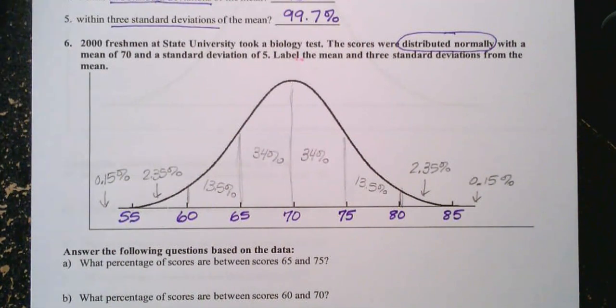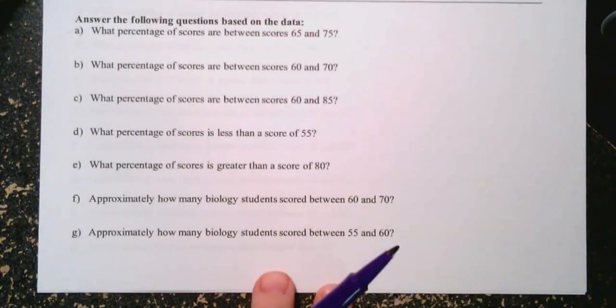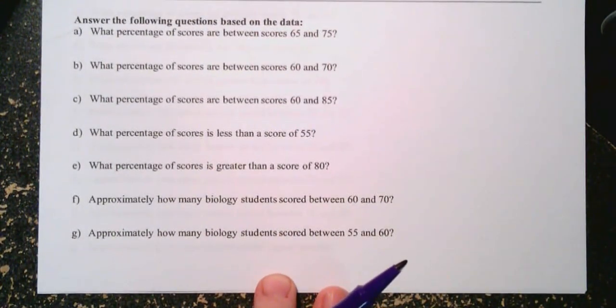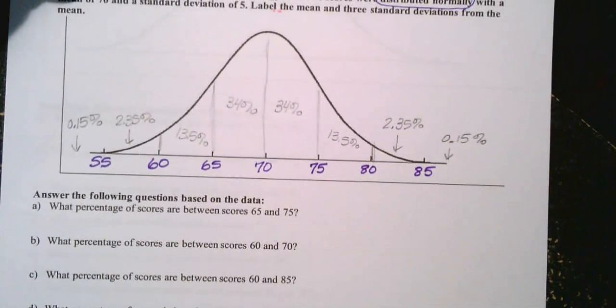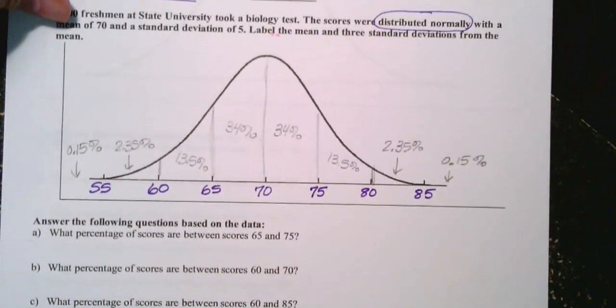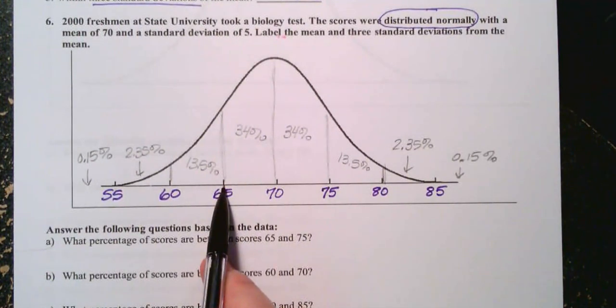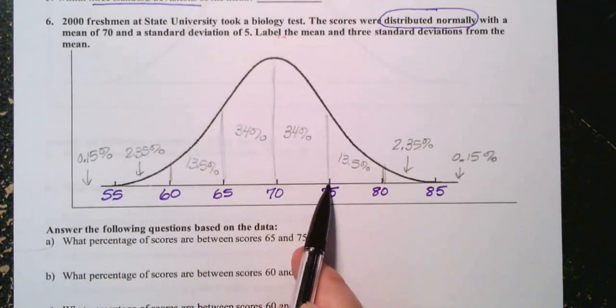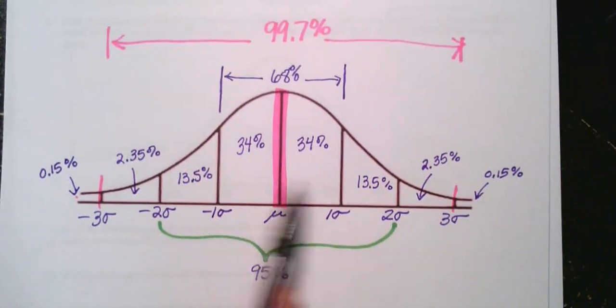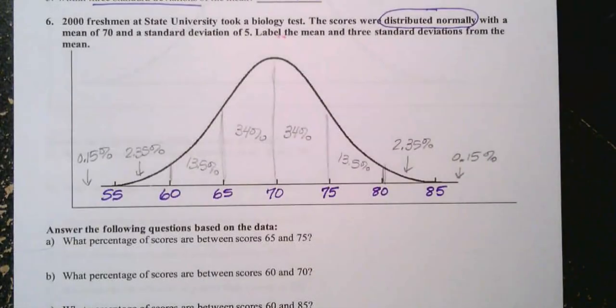The next step is to use that now to go ahead and answer these questions. So let me move up the questions so you can see them, and if you want to, go ahead and pause your video right here and try those. All right, so A, what percentage of scores are between 65 and 75? Well, those are 1 standard deviation below to 1 standard deviation above. Those are the 2 regions that add up to 68%. So that's my answer for letter A.